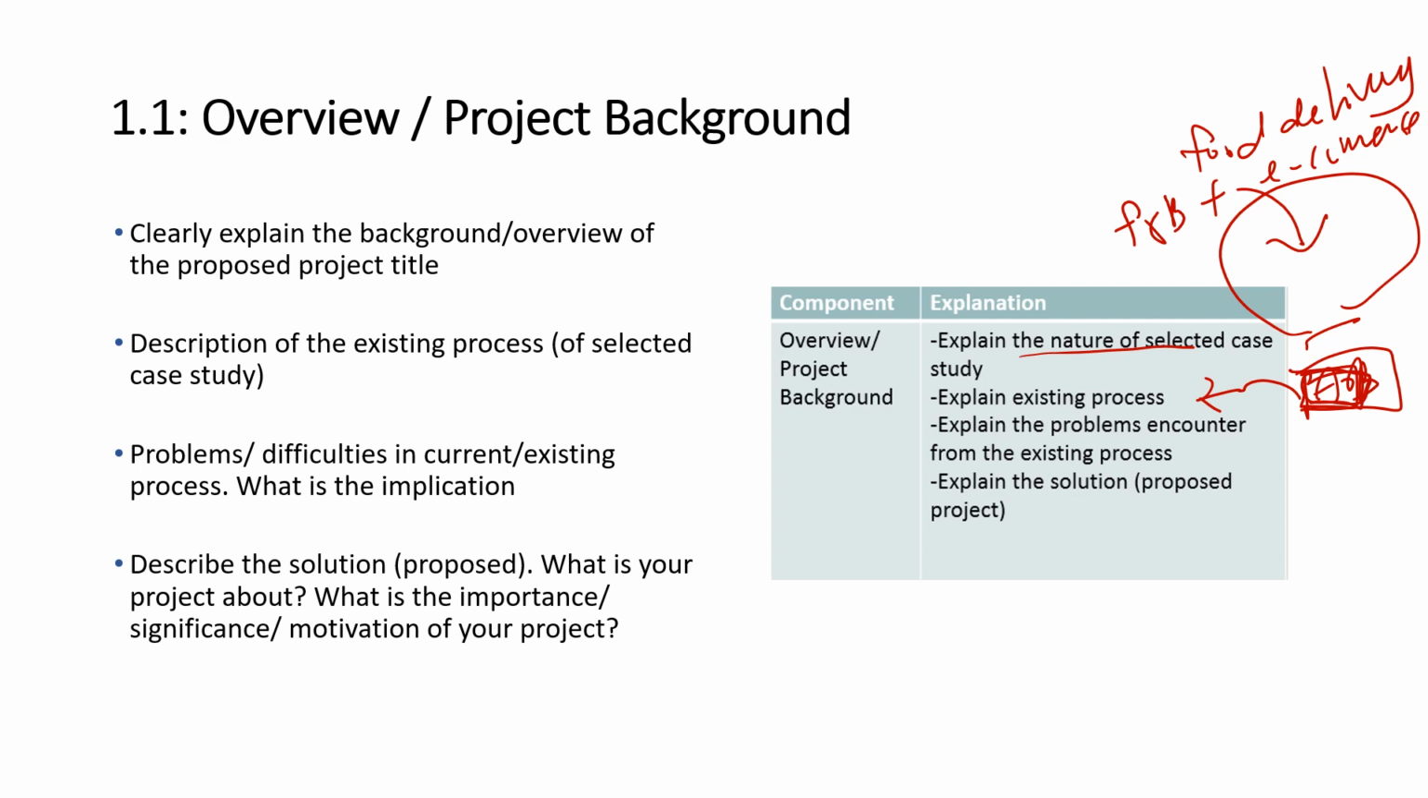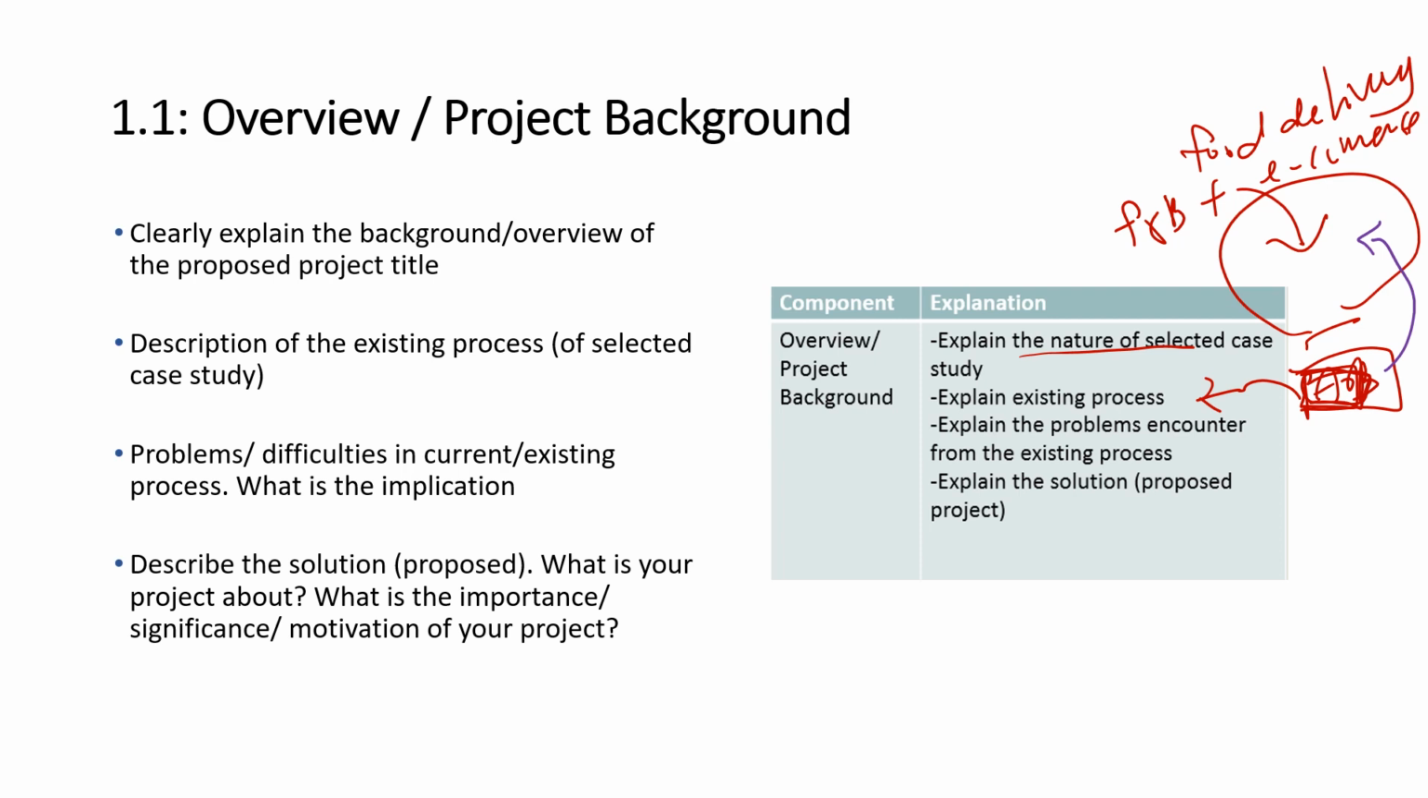This company runs a business of food making, and they sell the food and do some delivery. From there you can explain how they do the food delivery, how they manage their data of the delivery, how they receive, and so on. So you can explain the existing process here, followed by the problems.